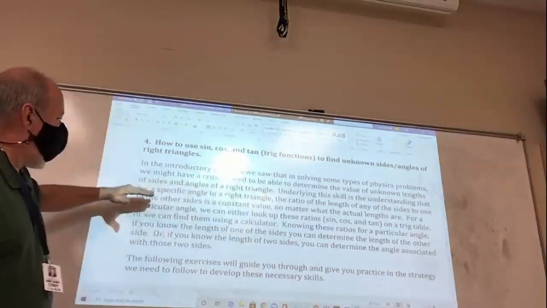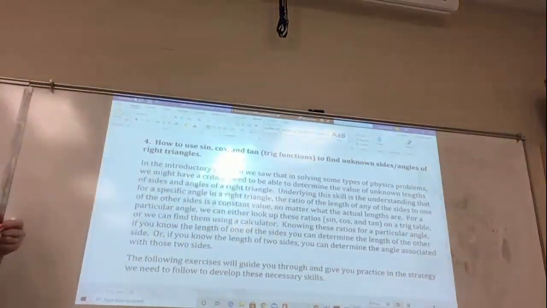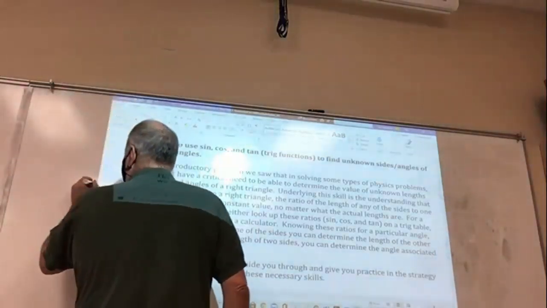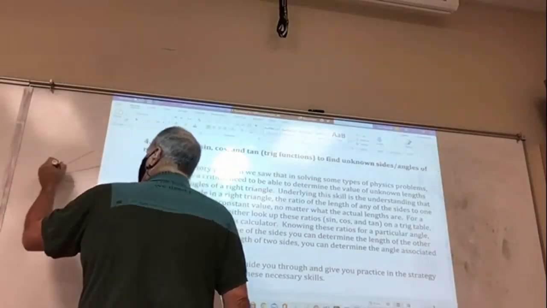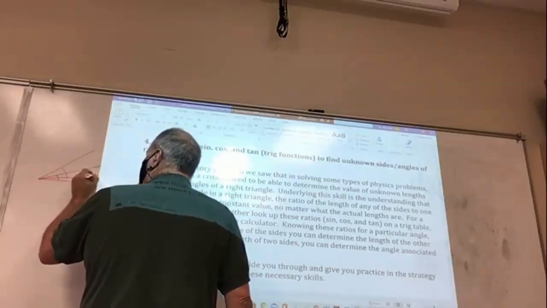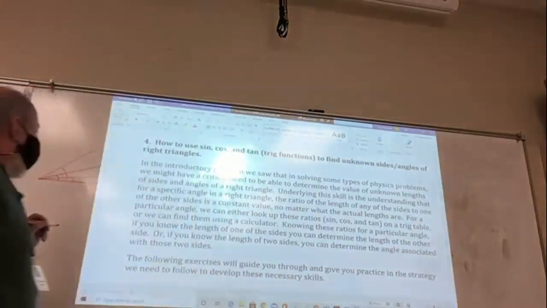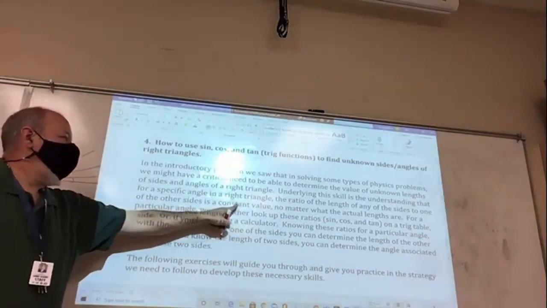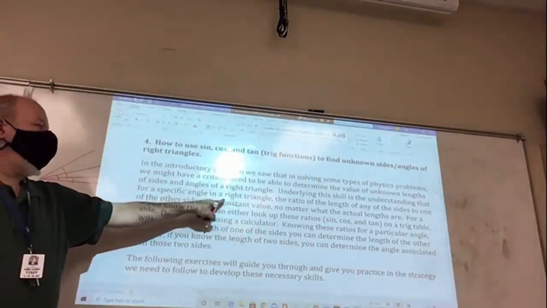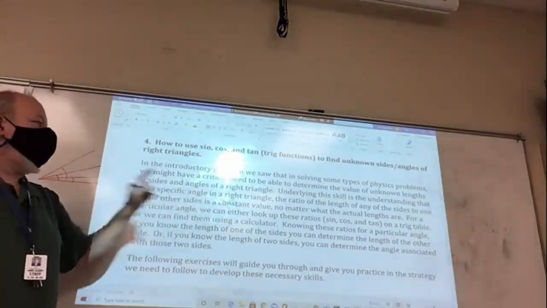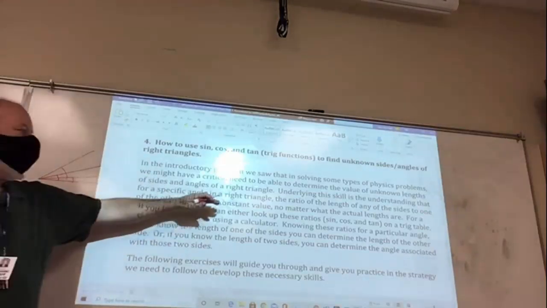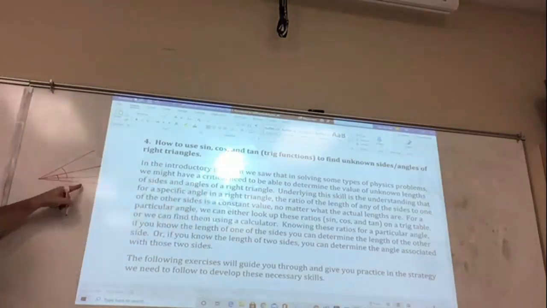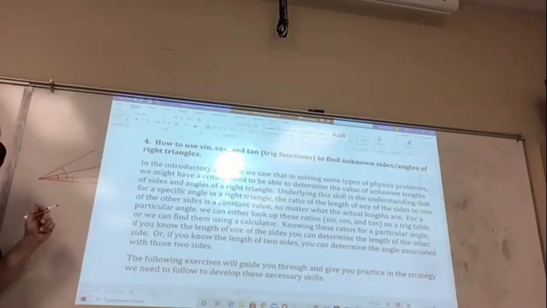Underlying the skill is the understanding that at a specific angle, so I'm talking about this particular angle, whatever that happens to be, the ratio of the length of one side to one of the other sides is a constant value. It doesn't matter what the lengths actually are. For a particular angle, the ratio of the length of one side to the other side is a constant value.